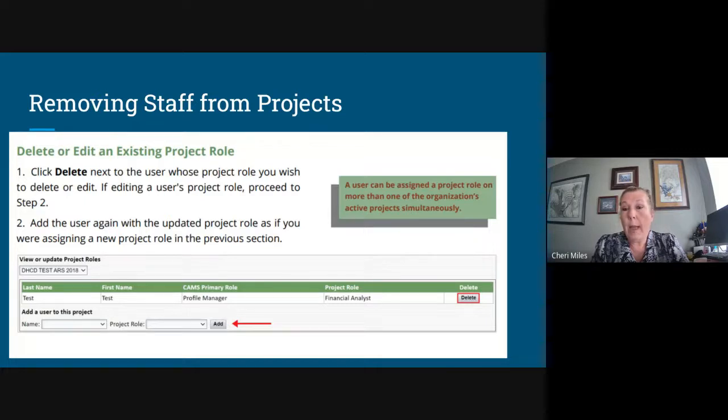I know you all had asked earlier, they actually give a little tidbit in the guide that says a user can be assigned a project role on more than one of the organization's active projects simultaneously. So yes, you can have more than one. If you are deleting that person, you can also add another person. So if I need to swap out Jeff for Amanda, you can then add that person right back behind them, and it's going to remove one and add one.